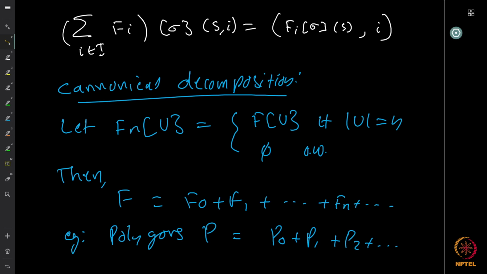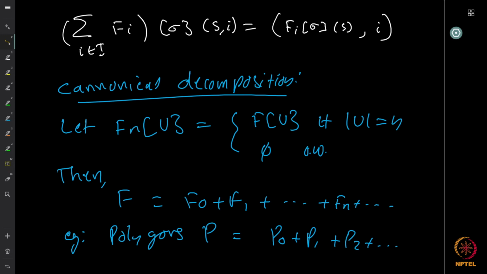And this also satisfies that whenever there is a bijection sigma, the transport of the summation of Fi at sigma, applied to the structure (s, I), is defined by the transport Fi of sigma of s, comma I, where I is just the index marker, right? Just to differentiate the objects coming from Fi.